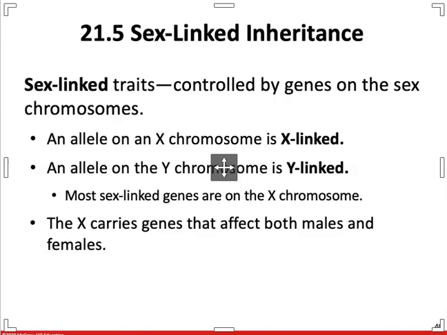So usually sex-linked disorders are going to be recessive, therefore the female must receive two alleles, one from each parent, before she has the disorder. So if the trait is linked to the X chromosome, males can only receive it from their mothers.